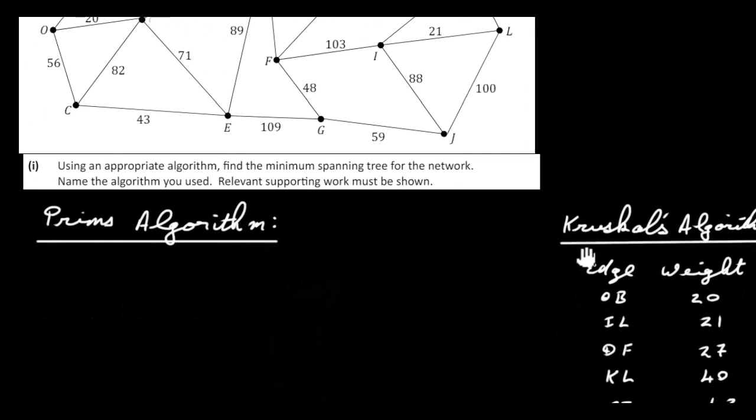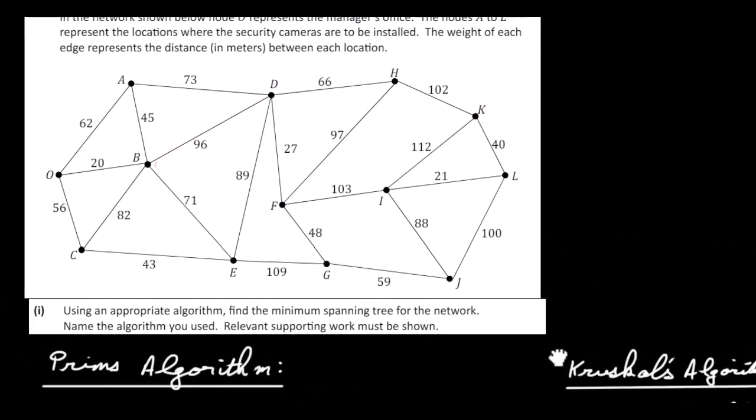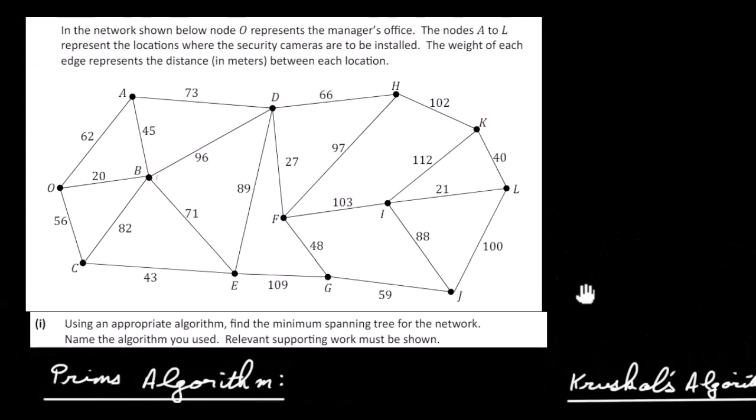So let's have a look at Prim's algorithm first. So with Prim's algorithm, what you've got to do is start, let's say, at O here where the office is, and you've got to find the edge of least weight going from O. So that's going to be OB, which has a weight of 20. Then once you have that drawn, you look at all the edges from O and B and find an edge of least weight. So the second one is going to be 45. It's going to be up along this way. So then you'll have O, B, and A drawn.